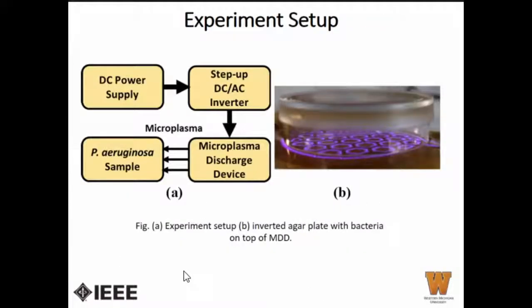Here is the experimental setup, where we have a power supply connected to the step-up inverter, and then the microplasma discharge device, and then we have the Pseudomonas samples. The microplasma is sitting on the surface, and we are putting our Petri dishes inverted on top of the microplasma device.